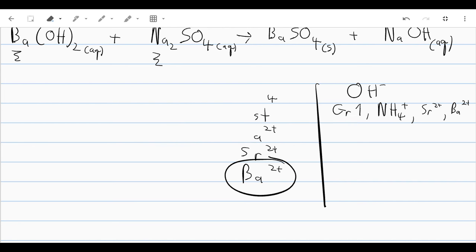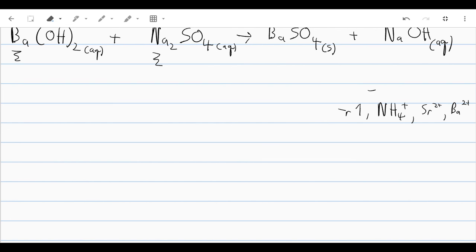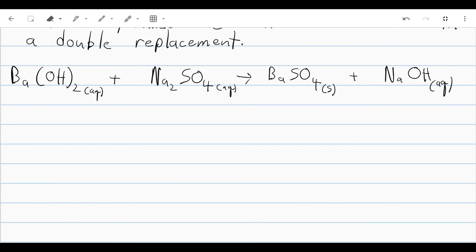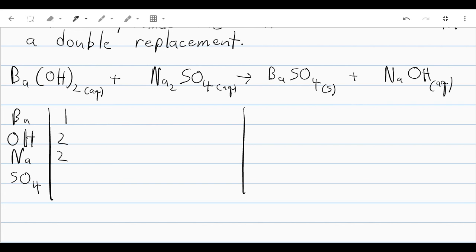Now we have to do a bit of work to balance these out. So I'm just going to get rid of this down here so we have space. There we go. Okay. We see that we have barium. We have hydroxides. I'm going to leave it just as OH because I can. We have sodiums. And we have sulfates. We don't want to split any of those up because that's going to make our lives more difficult. 1 barium, 2 hydroxides, 2 sodiums, 1 sulfate. 1 barium, 1 sulfate, 1 sodium, 1 hydroxide.